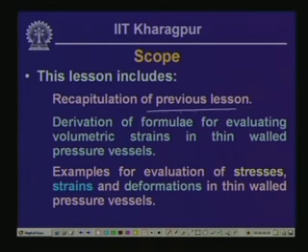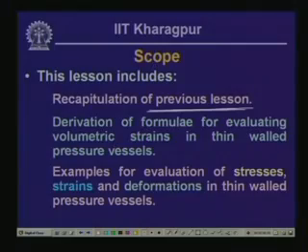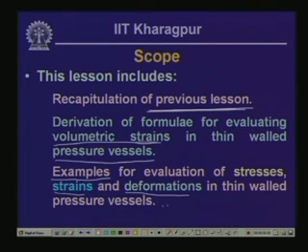the recapitulation of the previous lesson, which we generally do through a question answer session. We will look into the answers of the questions which I posed last time, and thereby we will be able to recapitulate the aspects which we discussed in the last lesson. Then we will be deriving the formulae for evaluating volumetric strain in thin walled pressure vessels, both cylindrical type and spherical type. And then we will be looking into some examples for evaluation of stresses, strains and deformations in thin walled pressure vessels, and these examples also will be related to cylindrical type or spherical type of pressure vessels.